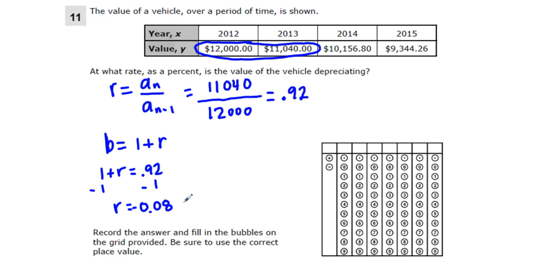So that's going to be negative 8%. It says, what is the value as a percent? Well, we say it doesn't depreciate at a rate of negative 8%, but depreciates at a rate of 8%, because depreciate takes the place of that minus sign. So we're going to say 8%.